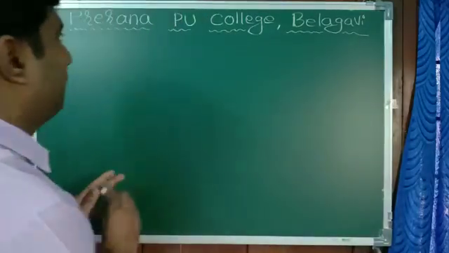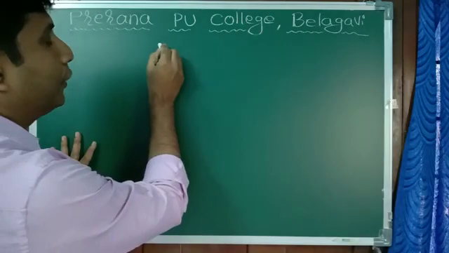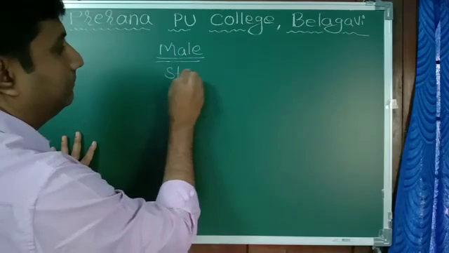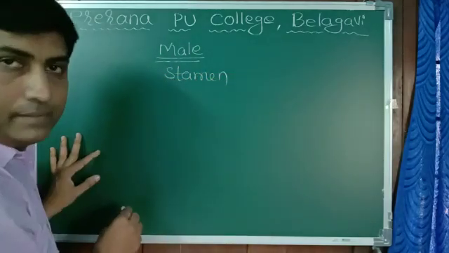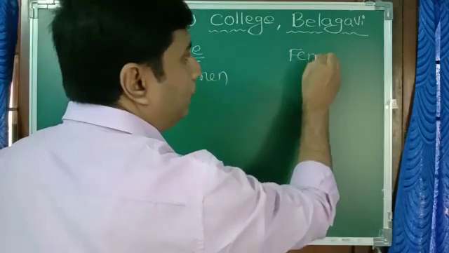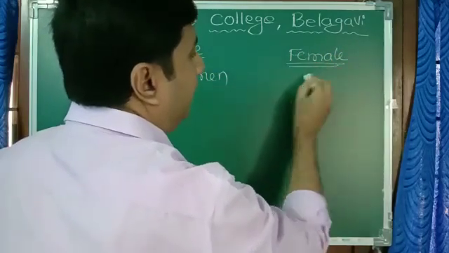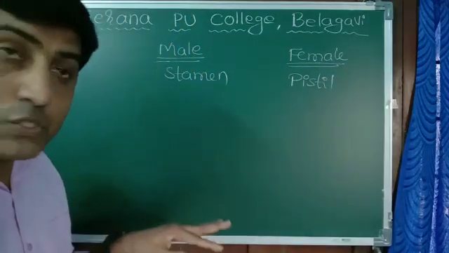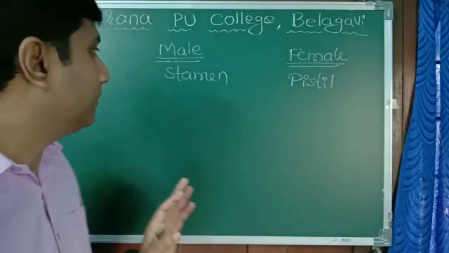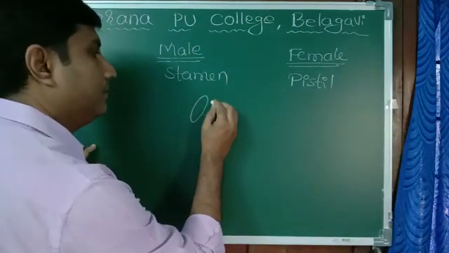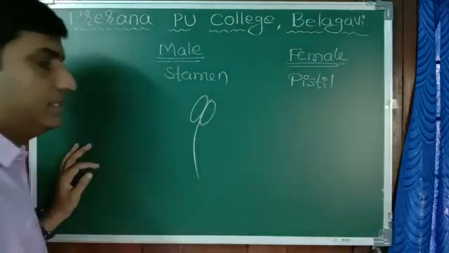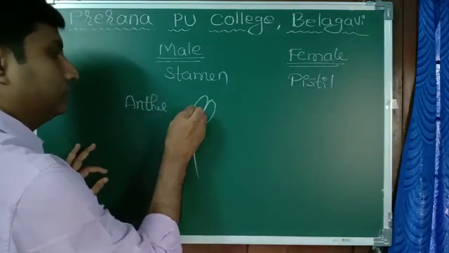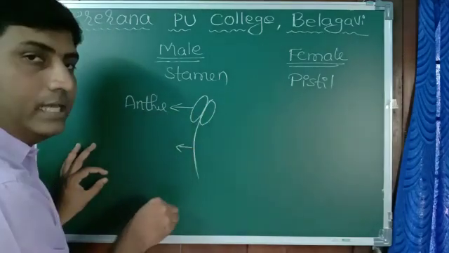See, the male reproductive part is nothing but the stamen, and the female reproductive part is nothing but the pistil. Stamen and pistil are also called androecium and gynoecium. Stamen will be somewhat like this inside the flower. This is the stamen. This is the anther. And this part is called the filament.